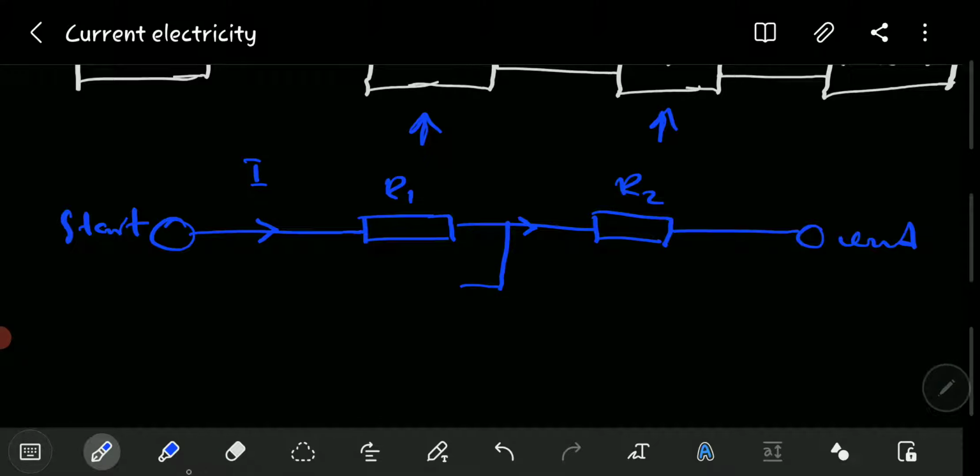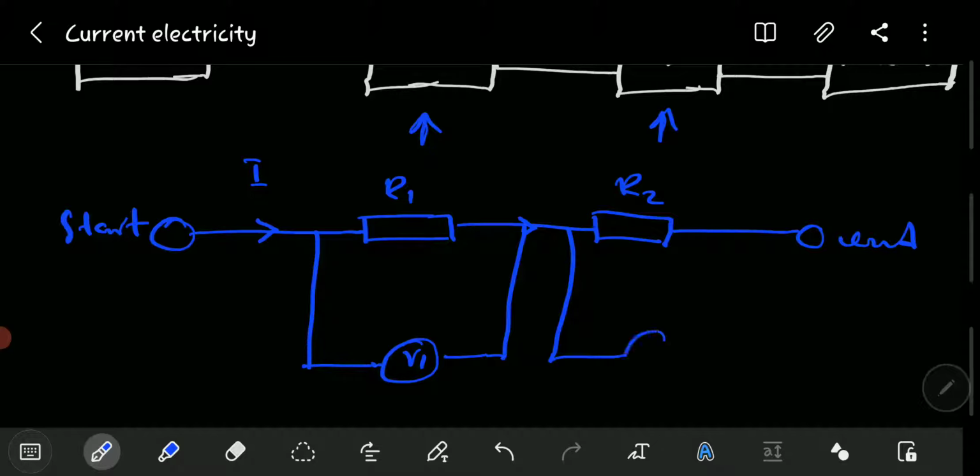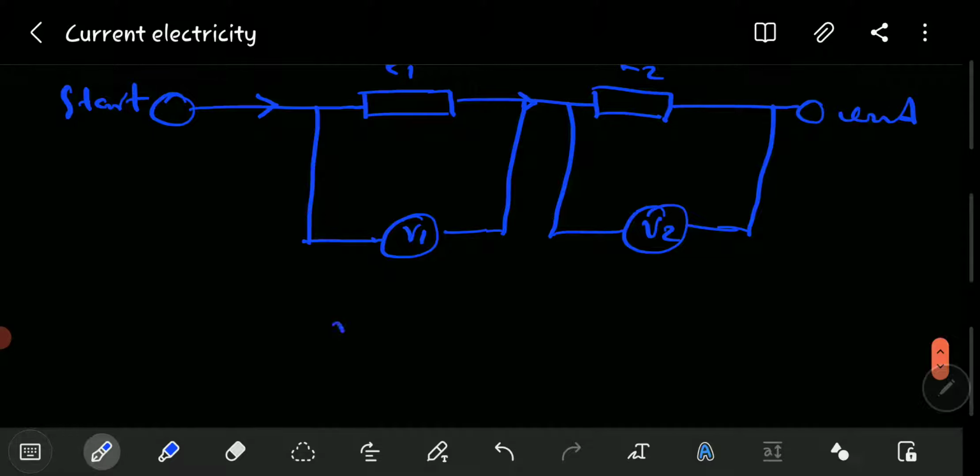So this is like the potential difference. The potential difference across resistor 1 will be V1. It will not be the same as the potential difference across resistor 2, which will be V2. However, the total potential difference V across the two will be equal to V1 plus V2. So the potential difference is not the same, but the current is the same.